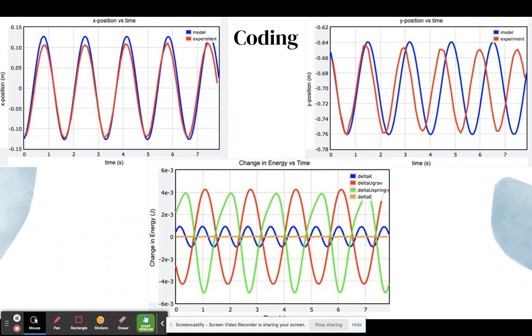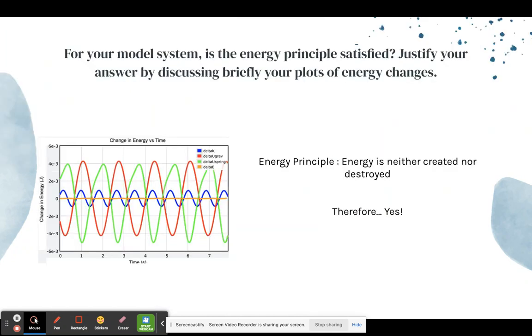We'll talk about these first two, the top two, in a little bit, but this bottom one is basically telling us that the change in gravitational potential and change in spring potential energy have a pretty high magnitude and are usually opposite of each other. So as one is positive, the other is negative. Change in kinetic has a pretty small magnitude, and change in total energy is pretty much 0 all the way through. So we also have to ask ourselves, for your model system, is the energy principle satisfied?